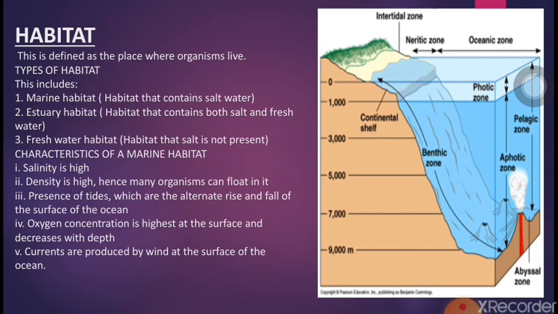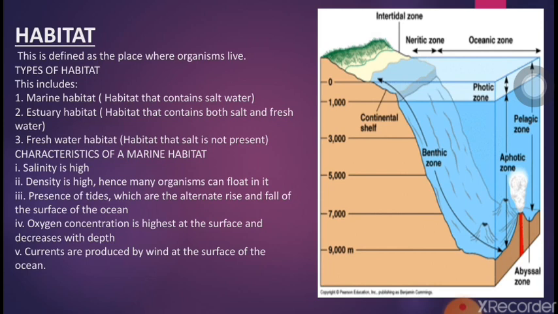We have the photic zone, aphotic and pelagic zone. If you look, we have the abyssal zone. The penetration of light can only get to the photic zone. That means the zones below the photic zone are always dark, and the oxygen level is very low.